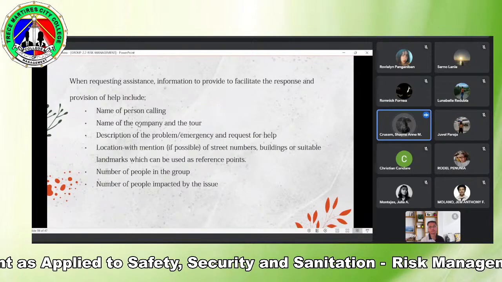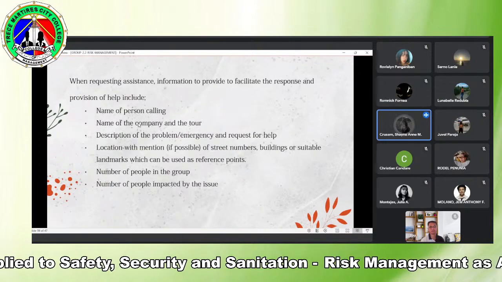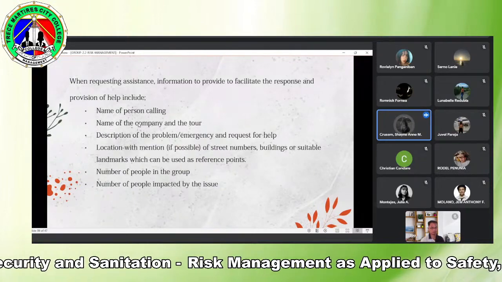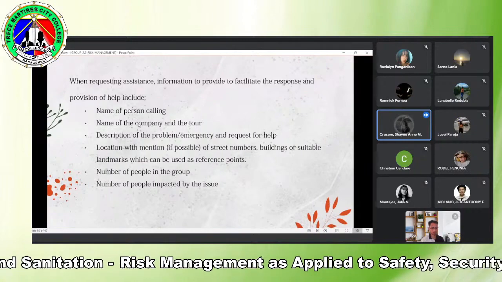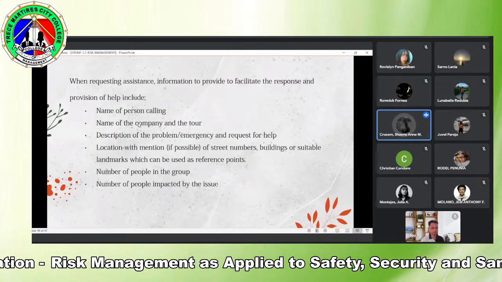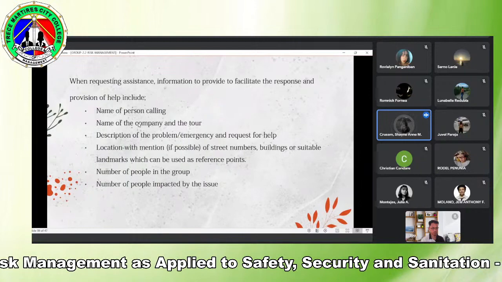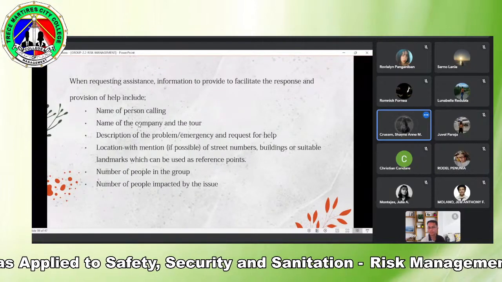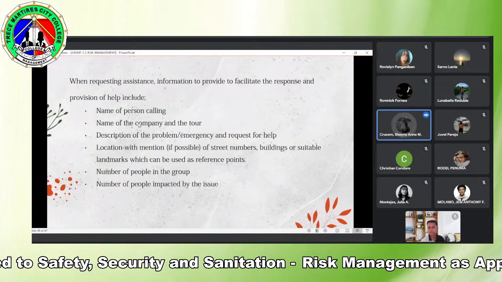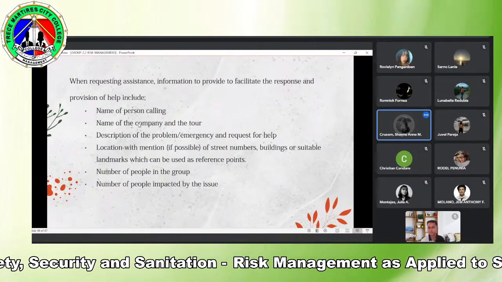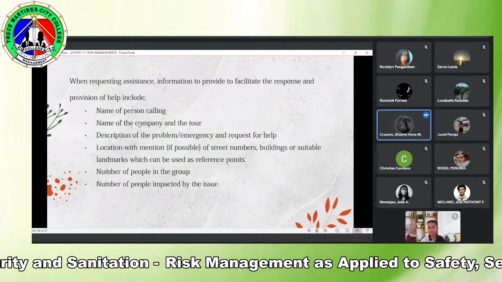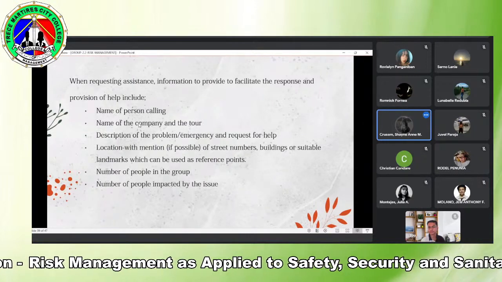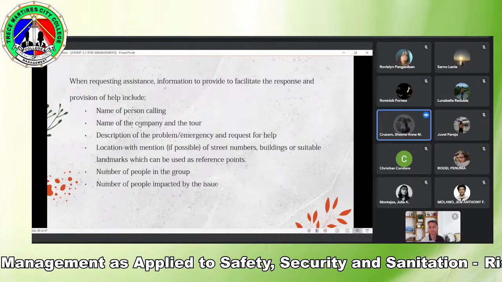When requesting assistance, information to provide to facilitate a response and provision of help include name of person calling, name of the company and the tour, description of the problem, emergency and request for help, location with mention, if possible, of street numbers, building, or suitable landmarks which can be used as reference points, number of people in a group, number of people impacted by the issue.